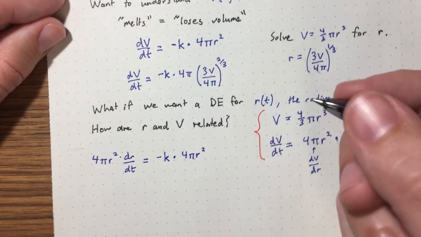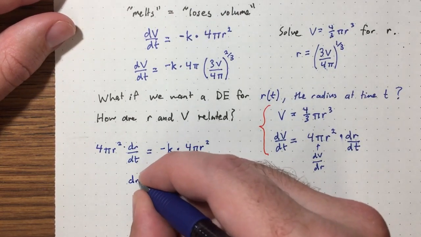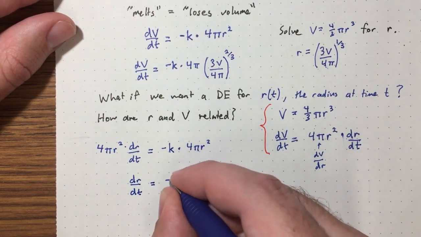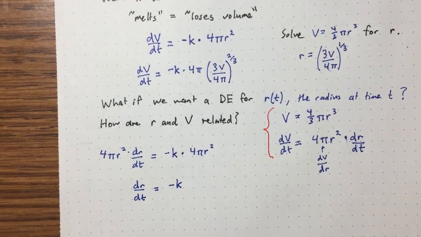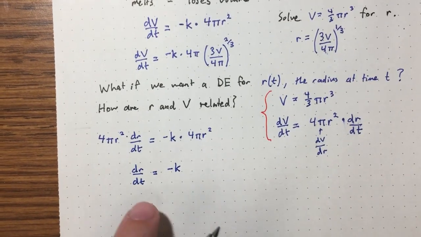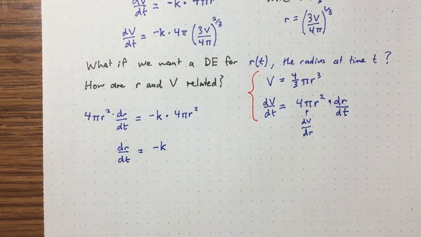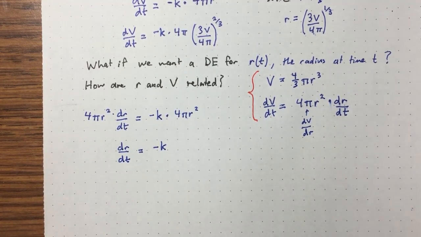Oh, something amazing is happening, right? We have the same thing on both sides. We just cancel that out, and we get dr dt equals negative k, just like the constant. So dr dt turns out to be a constant, which actually tells us something really cool. It tells us that the radius is decreasing at a constant rate as the snowball is melting.